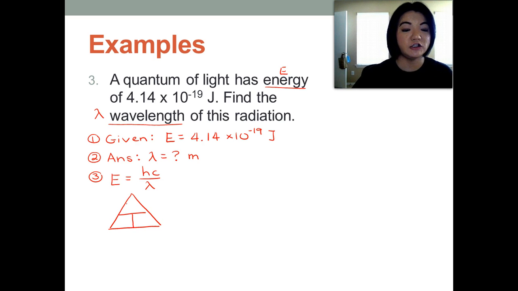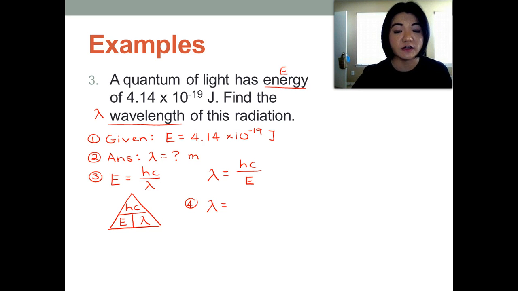So again, I'm going to draw the formula triangle to see if I have to rearrange anything. H times C goes on the top, E and lambda in the bottom 2 sections. We are looking for lambda, so we are going to cover up lambda. And it looks like, yes, there is a little bit of rearrangement. Lambda is actually equal to H times C over E.